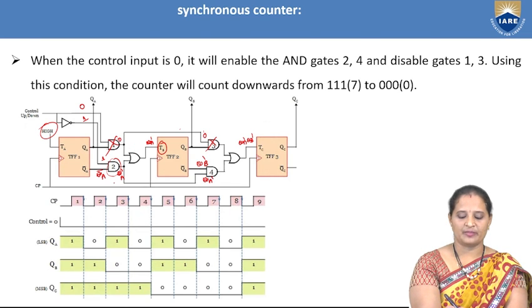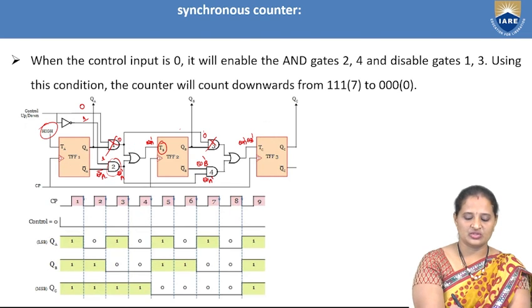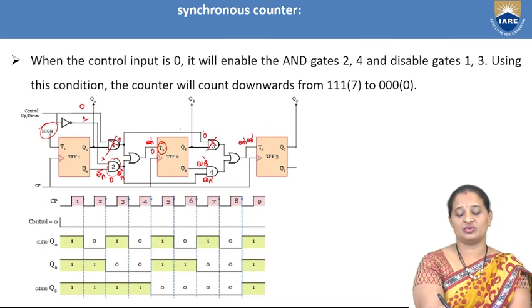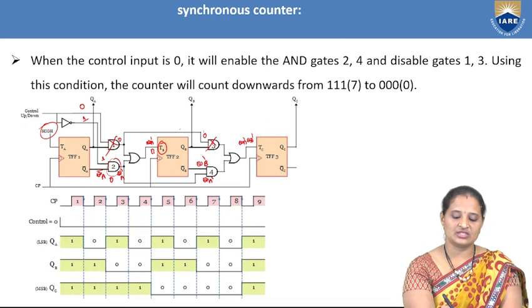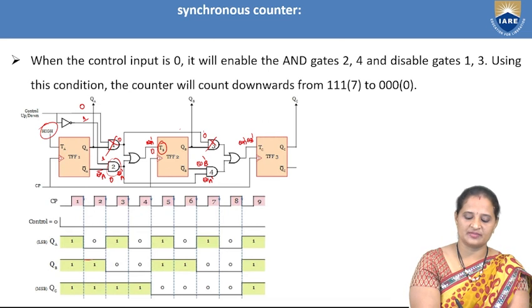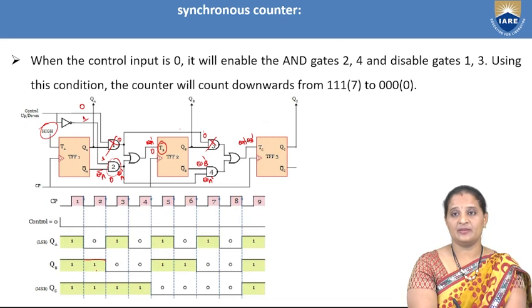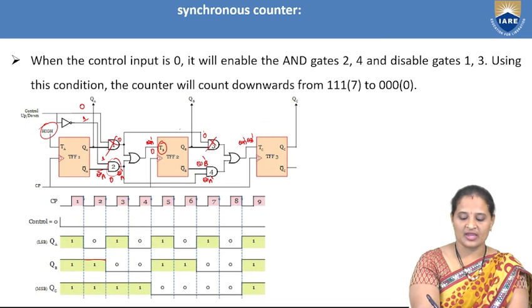And what about this one? As QA is 1, QA complement becomes 0. So QA complement is given as toggle input to the second flip flop. As it is 0, it remains in the same state. So what is the present state? 1. So it remains in the same state. So again, it is remaining in the same state.